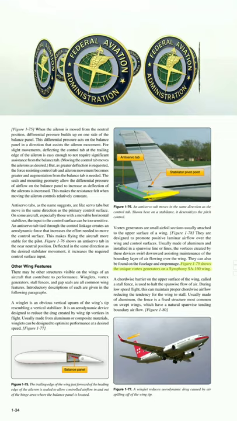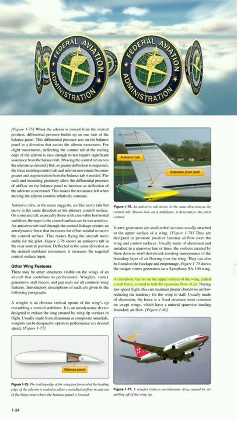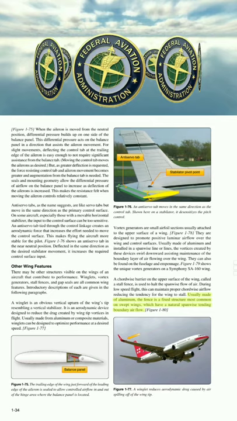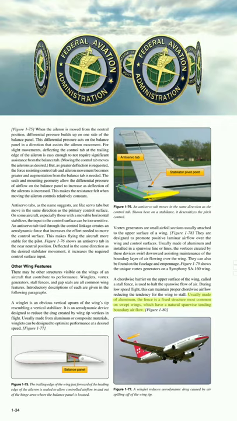A chordwise barrier on the upper surface of the wing, called a stall fence, is used to halt the spanwise flow of air. During low-speed flight, this can maintain proper chordwise airflow, reducing the tendency for the wing to stall. Usually made of aluminum, the fence is a fixed structure most common on swept wings, which have a natural spanwise tending boundary airflow. Figure 180.